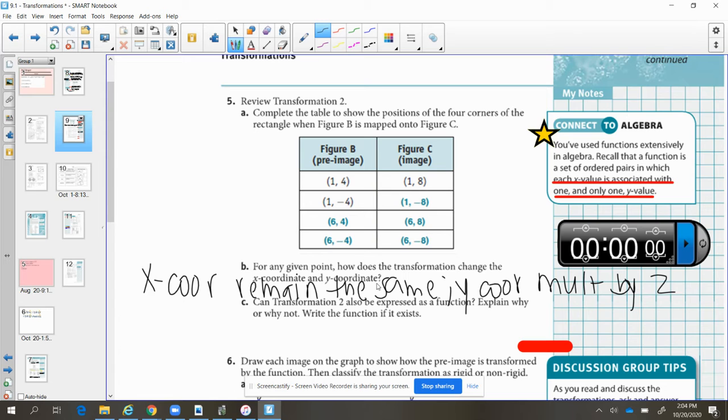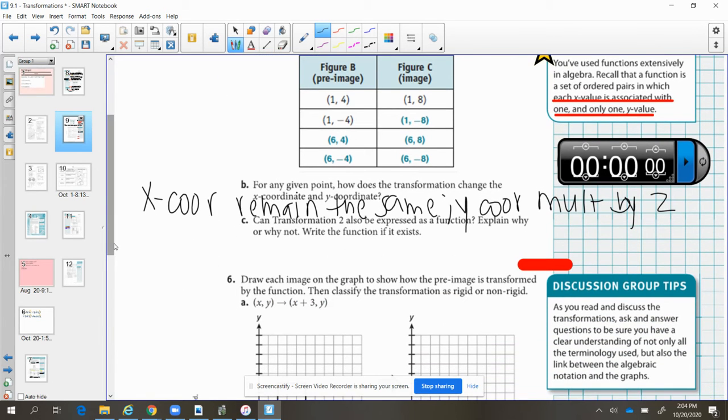So even though this is not a rigid function and we can't use addition or subtraction, we still can write this as a function because each time the x value stayed the same, but we doubled the y value. We multiplied it by 2, so we can still represent it as a function. Even though it's non-rigid, we're going to show that with our multiplication, okay?